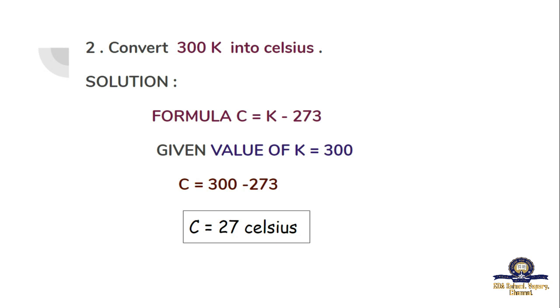Next we will move on to another problem. Convert 300 Kelvin into Celsius. Here the same formula is used, but they have already given the Kelvin value. So we have to change the formula slightly. So the formula becomes C is equal to K minus 273. The given value of K is 300. So apply that K value in the formula. So we will get 27 Celsius.